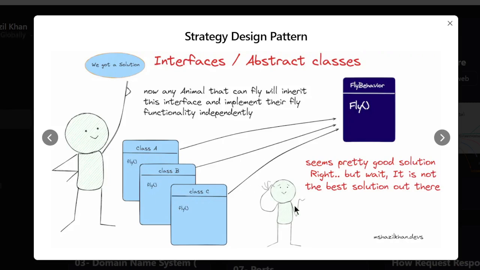Now there is a person down there. He's thinking something. He's saying that it is a pretty good solution, but it is not the best solution. Means he finds some problems in this solution also. Now let's see why he is saying that it is not the best solution out there.